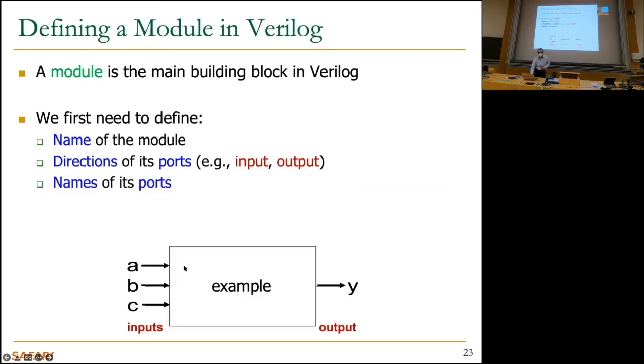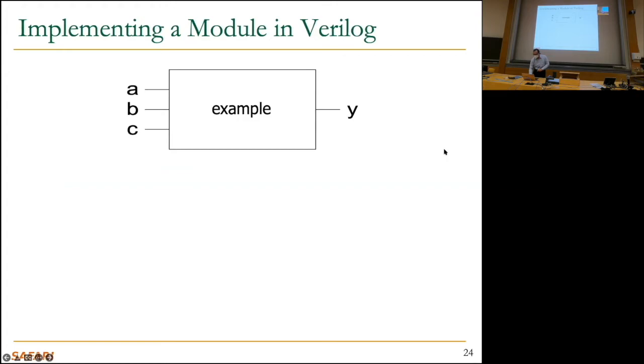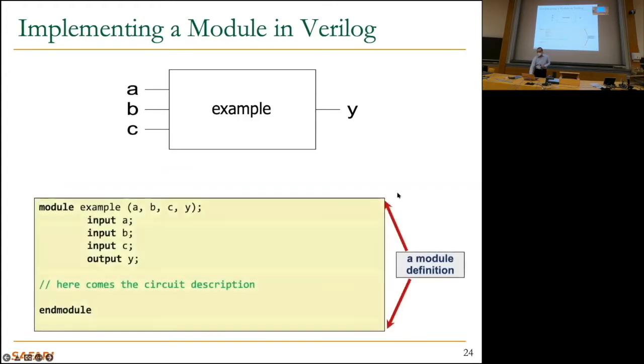So now you can see that this could be a circuit, right? This is an example circuit. It could be combinational or sequential. We'll see both later on. And then describe the functionality of the module. So the functionality is what goes into the code, in addition to these three definitions over here. So let's take a look at an example functionality that we implement in this module. So this is one over here.